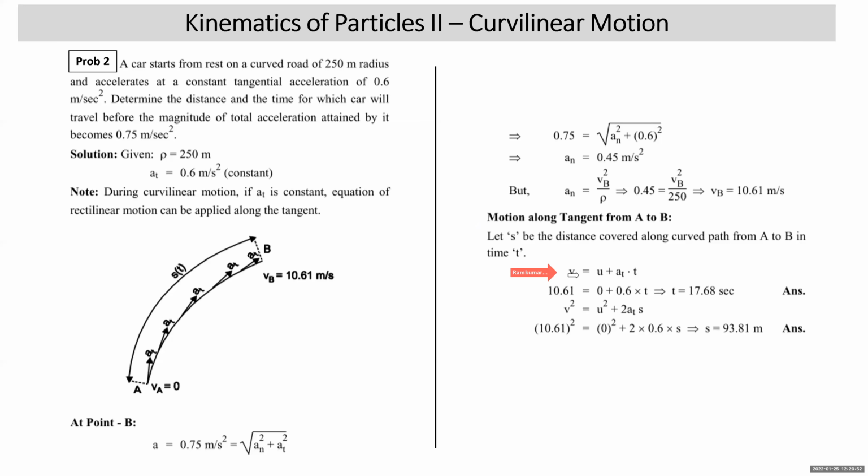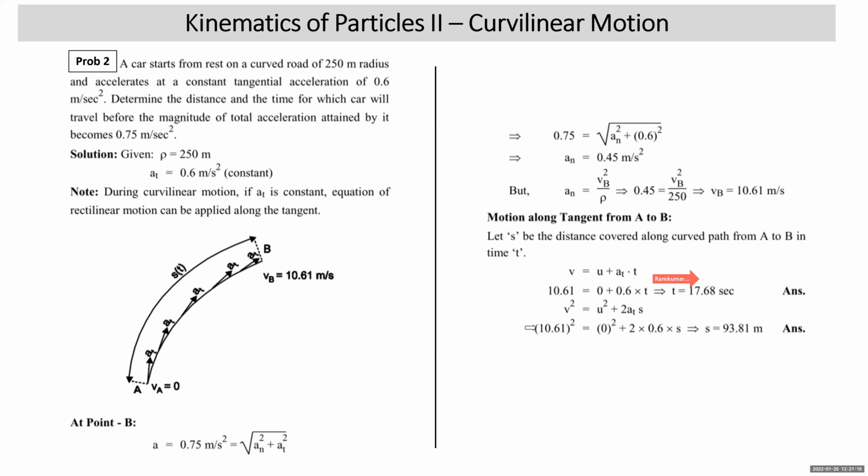The equation will be written like this: V is equal to U plus, instead of A, we write AT. V is equal to U plus AT into T. V is velocity at B, 10.61. Initial velocity at A is 0. Tangential acceleration 0.6 into T. That is, you get T as 17.6. This gives me the time period the particle takes in covering the distance from A to B.